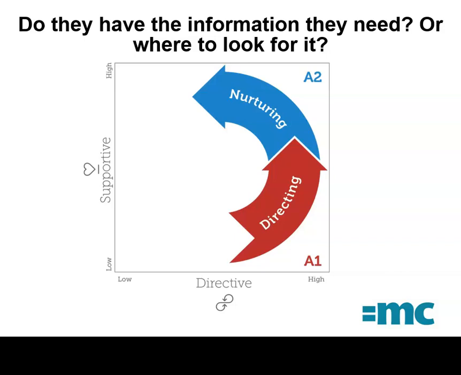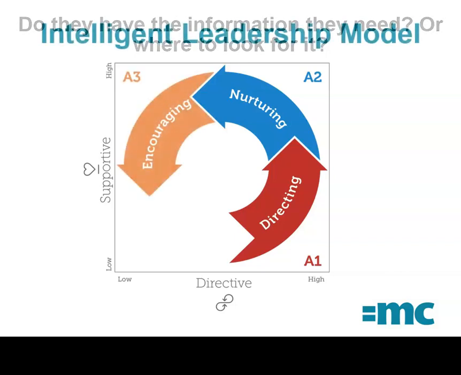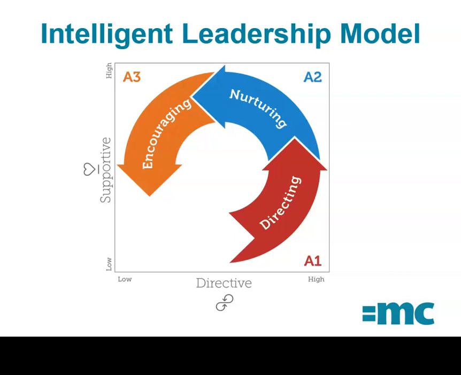The third choice involves a lowering of our dial on directive behavior whilst keeping our high level of supportive behavior. We call this the encouraging approach. Here are some characteristics of the encouraging approach.